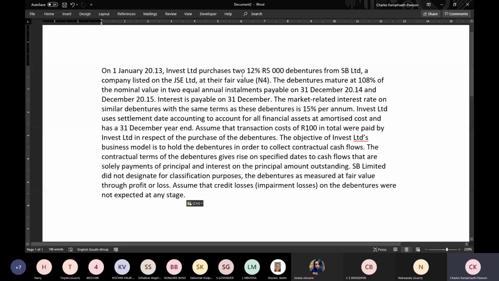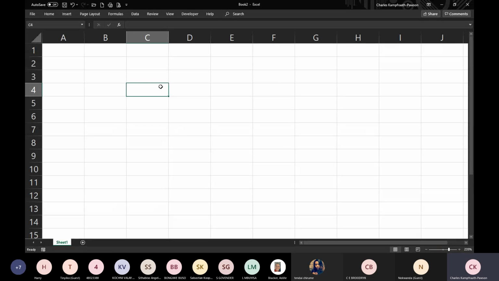So they say we purchased 12% 5,000 Rand debentures. And let's pay attention to the dates. They say there on the 1st of January, on the 1st of Jan 2013, we incurred the fair value plus transaction costs.